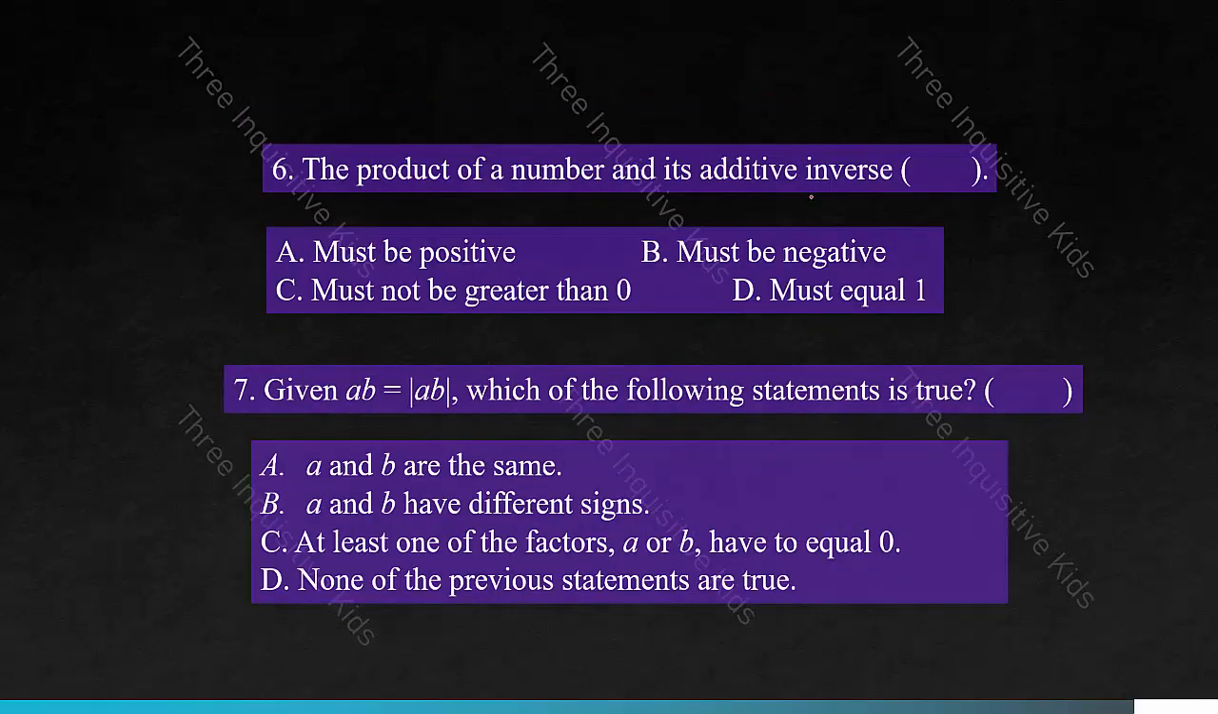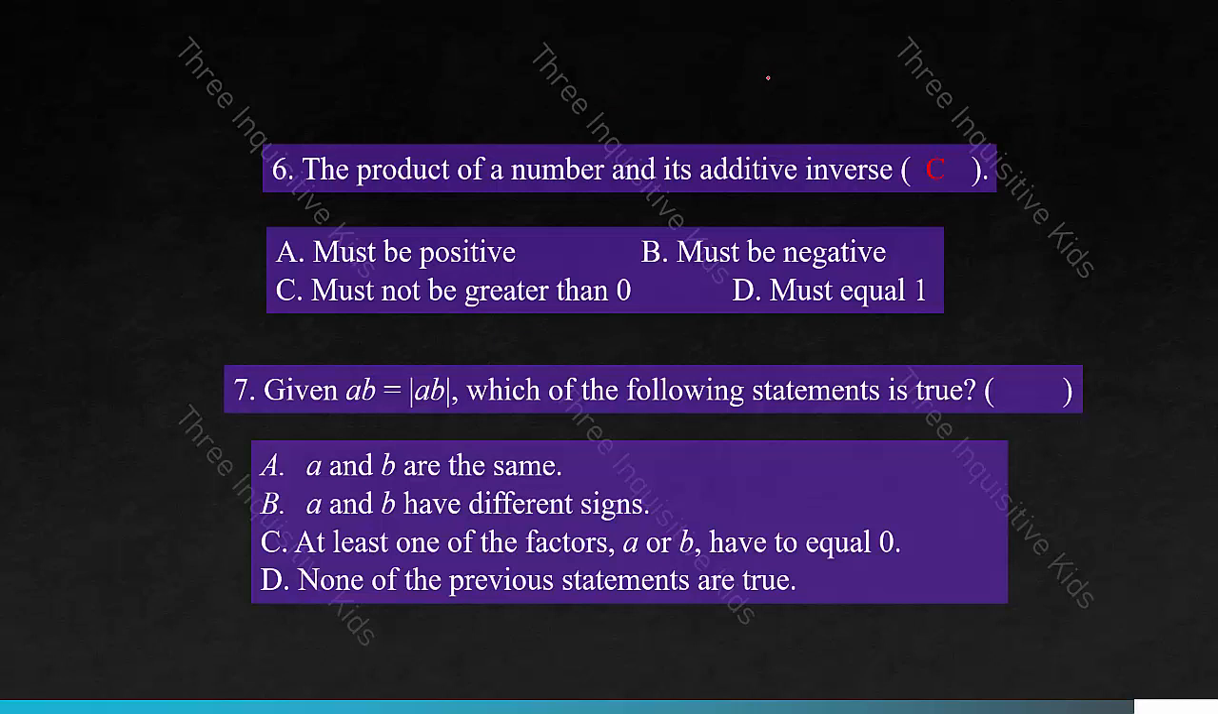The product of a number and its additive inverse is C. It must not be greater than 0. The reason we wrote that instead of saying B is because if we say it must be negative, then it's just talking about negative numbers. But if we say that it must not be greater than 0, we're including negative numbers and 0 itself.